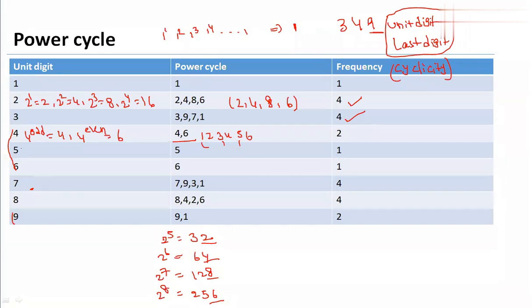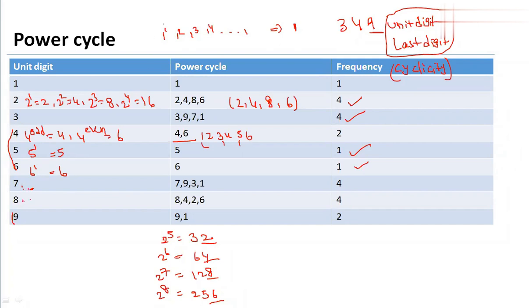Next, 5 power anything. You take 5 power any value, even number or odd number, and you will have the same 5 as the units place. If you take 6 power any number, even or odd, you will have 6 as the units place. That's how the cyclicity is only 1. For the next, 7 and 8, you have to concentrate a little.